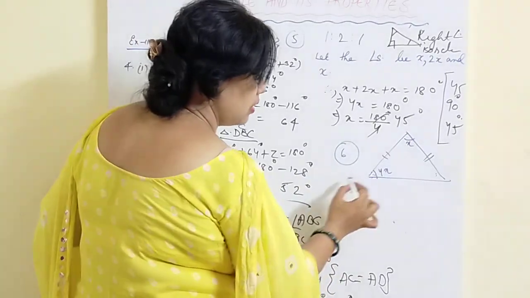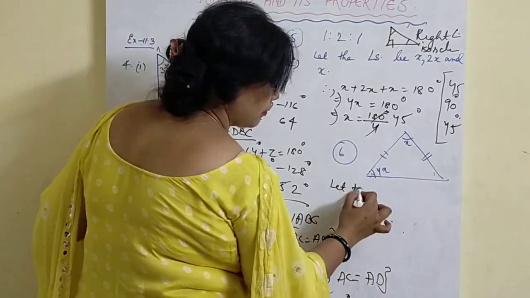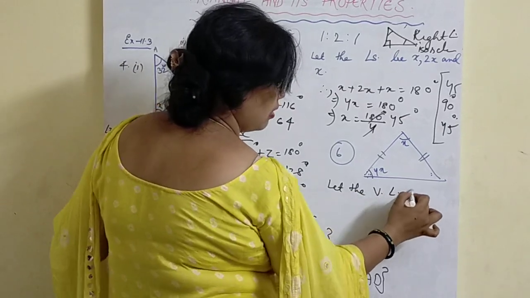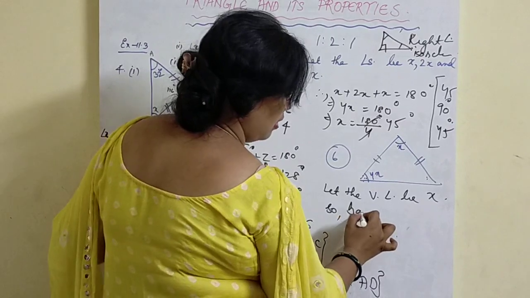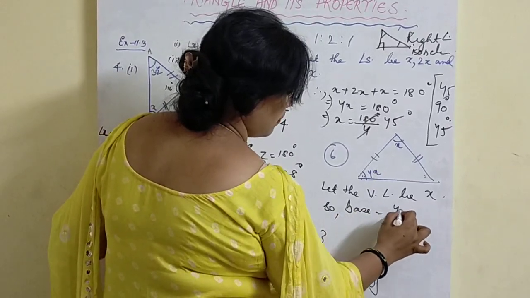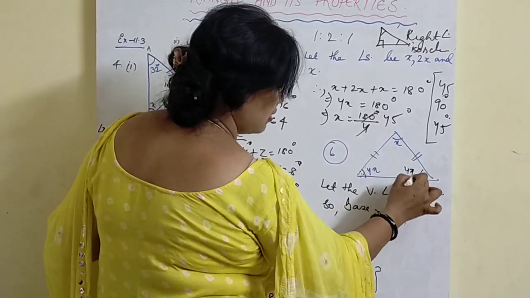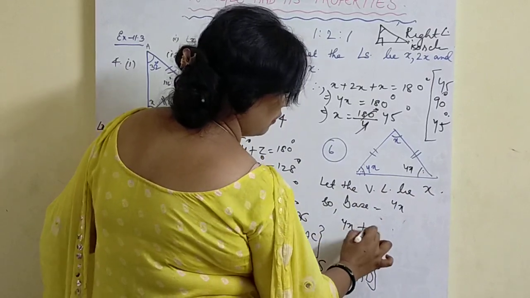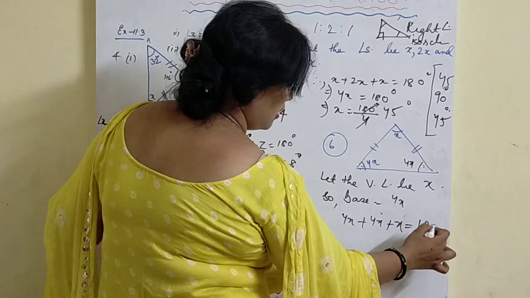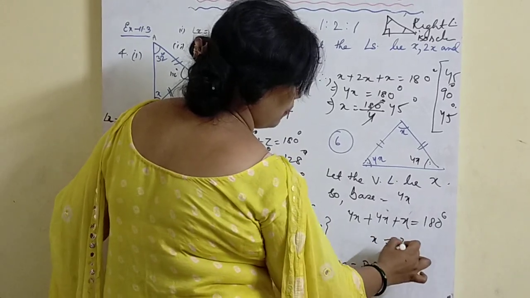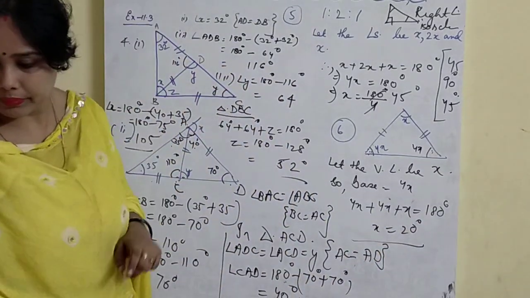So we will write, let the vertex angle be x, so base angle 4x, therefore this will also be 4x. So 4x plus 4x plus x, 9x is equal to 180 degree. x is equal to 20. Solved.